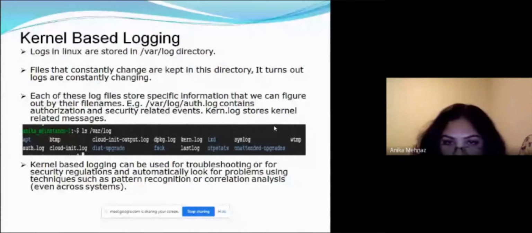For example, /var/log/auth.log contains authorization and security related events. Then kernel.log stores kernel related messages. Kernel-based logging can be used for troubleshooting or for security regulations, and it automatically looks for problems using techniques such as pattern recognition or correlation analysis.